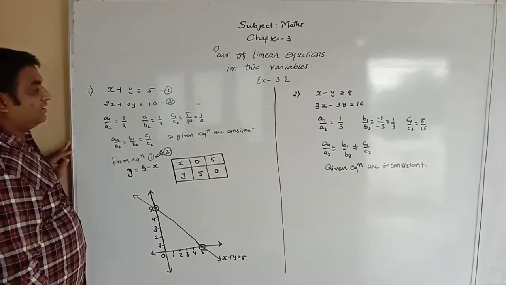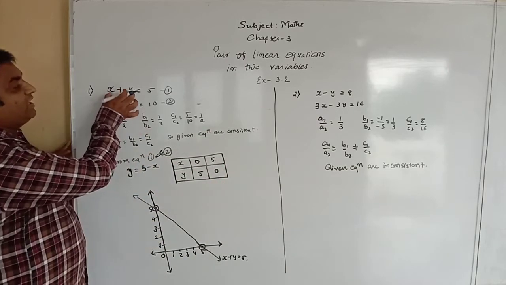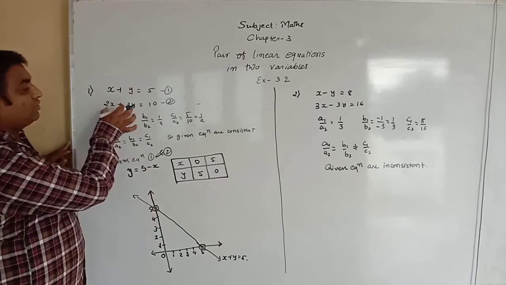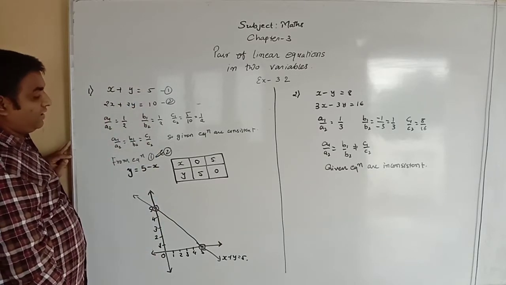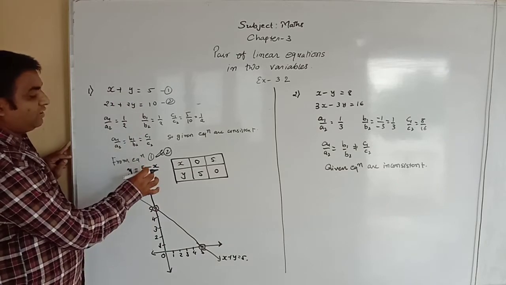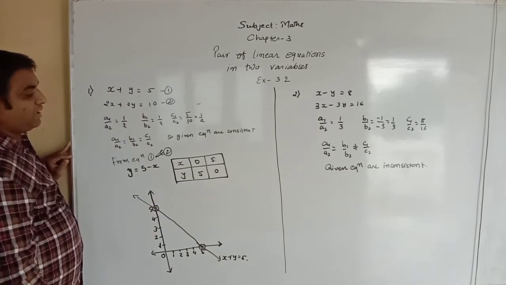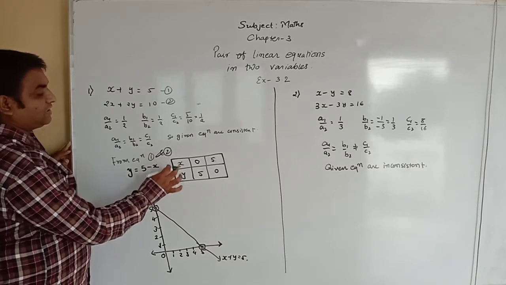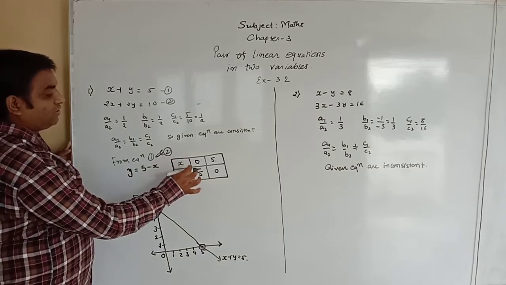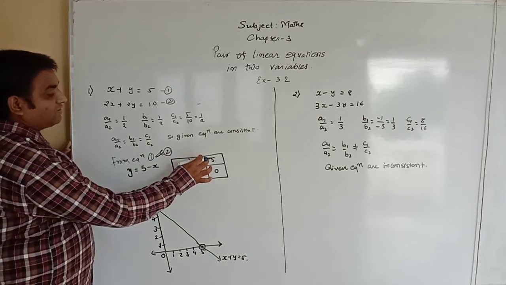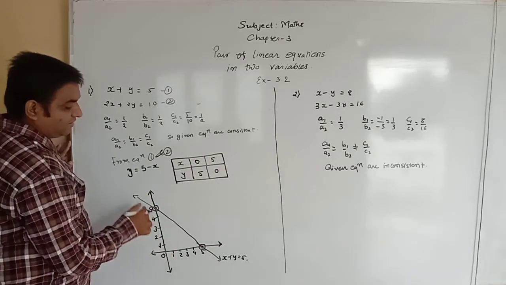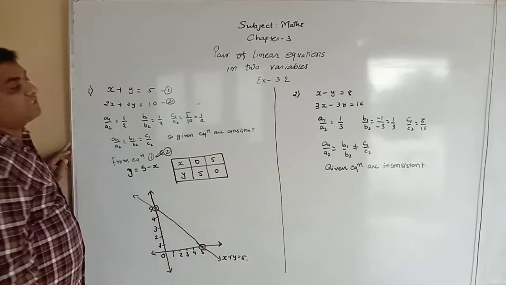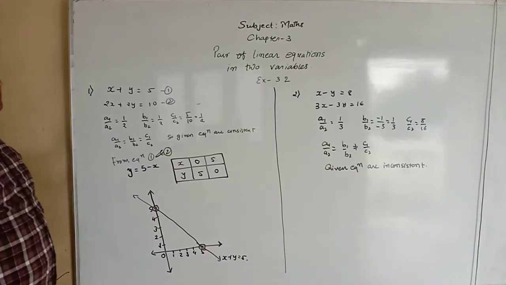and when all three ratios are equal, we know that the given equations are consistent. Now equation 1 is x plus y equals 5, and if we divide equation 2 by 2, we also get x plus y equals 5. So from equations 1 and 2, we can write y equals 5 minus x. If we take x as 0, then y is 5, and if we take x as 5, then y is 0. We represent the graph this way, and it gives a unique line, x plus y equals 5.